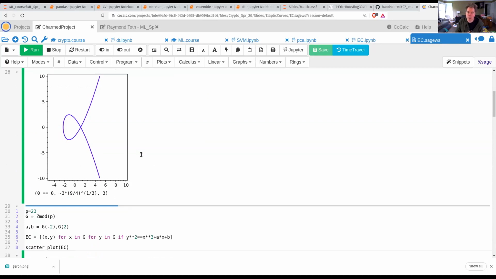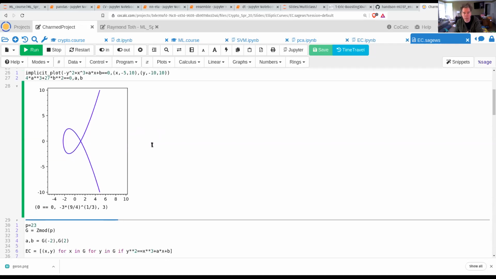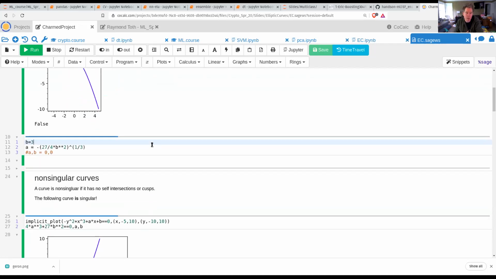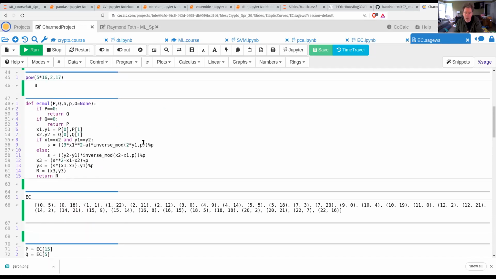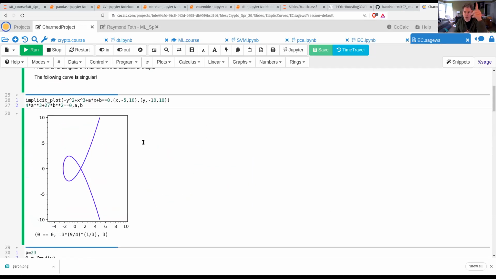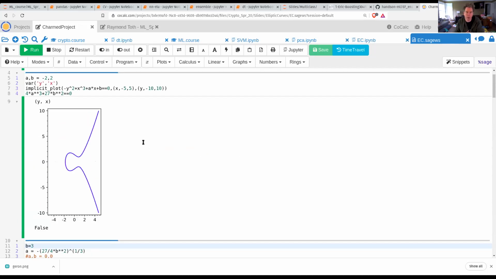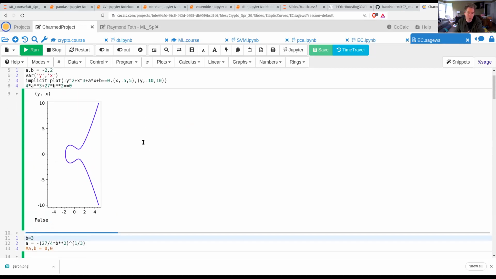Anyway, here's an example of an elliptic curve over the real numbers that is singular. And geometrically, what singular means is that it has a non-differentiable point. So right here, it crosses itself, so it's non-differentiable there. Another thing that can happen is that it has a cusp, just a non-differentiable, sharp point. That can happen when A and B are both 0.